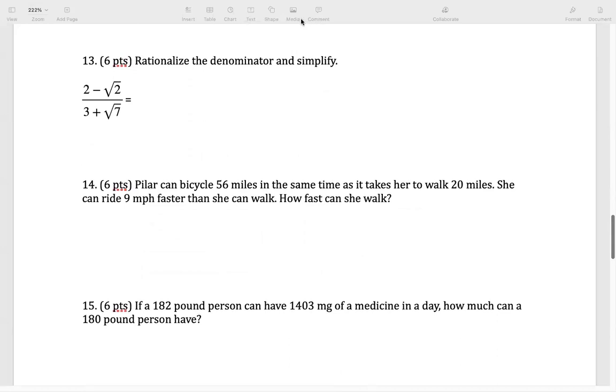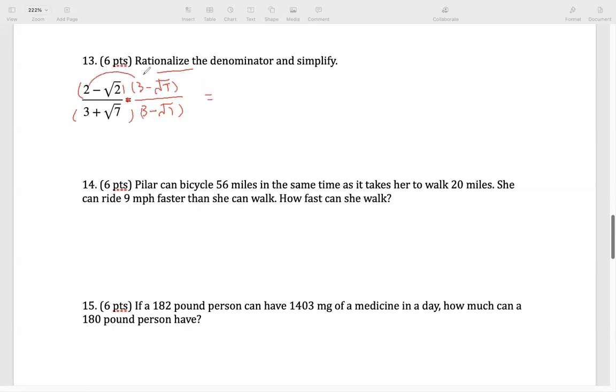Let's see 13. Rationalize the denominator. So we want to multiply by its conjugate, 3 minus radical 7, in the numerator and in the denominator. Basically, we just multiply by 1.